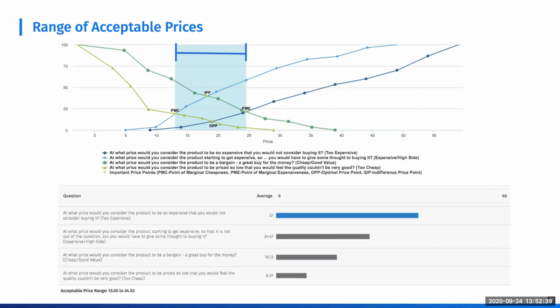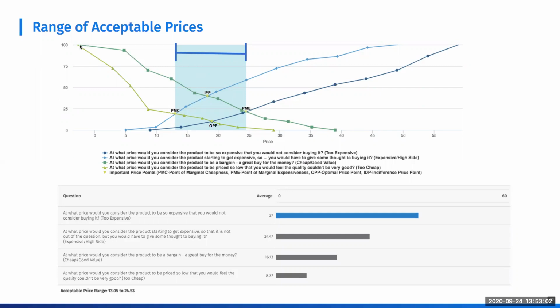So what this does is reflect the range in which you find, so the range of acceptable prices reflects the minimum and the maximum bound in which the price range for a product would be acceptable, and there would be a return of investment for your brand or for your company. This reflects the percentages of people.